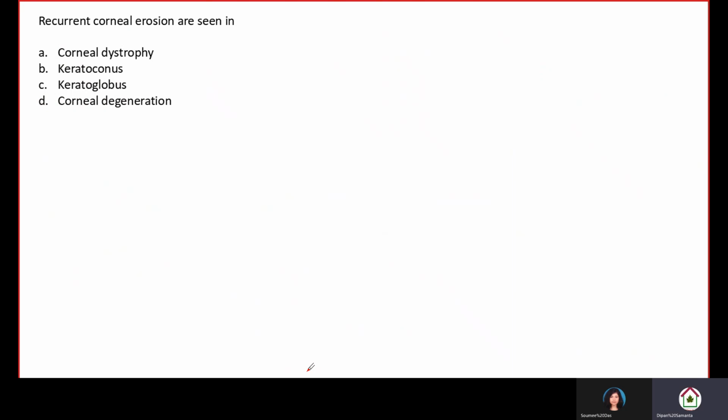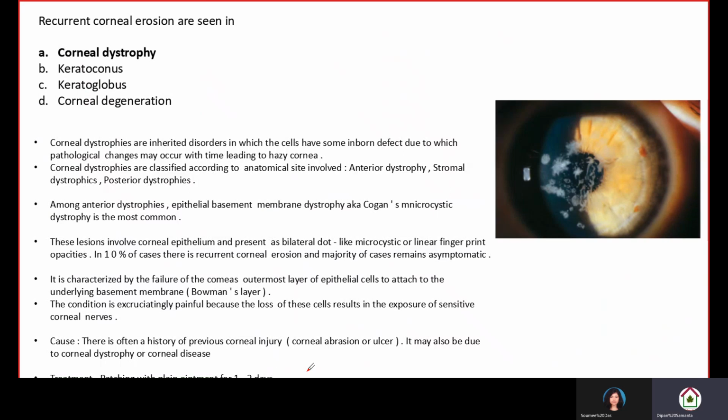Okay, next question. Recurrent corneal erosions are seen in corneal dystrophy, keratoconus, keratoglobus, corneal degeneration. And the answer will be corneal dystrophy. Corneal dystrophies are inherited disorders in which the cells have some inborn defect, due to which pathological changes may occur with time, leading to hazy cornea. So basically, in corneal dystrophy, there will be hazy cornea.